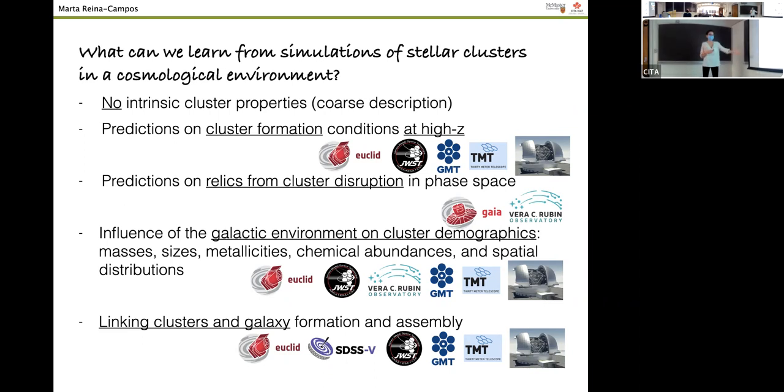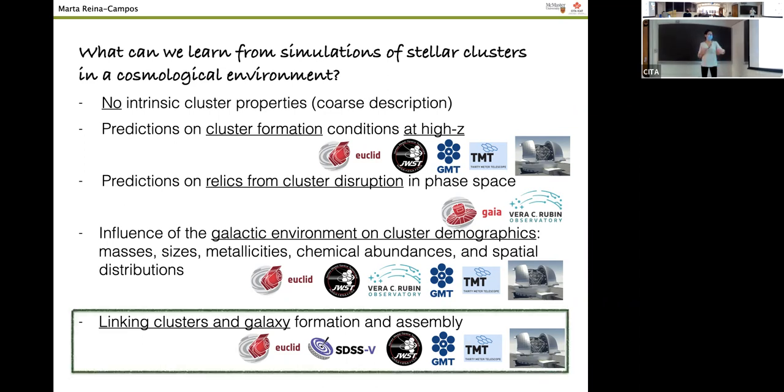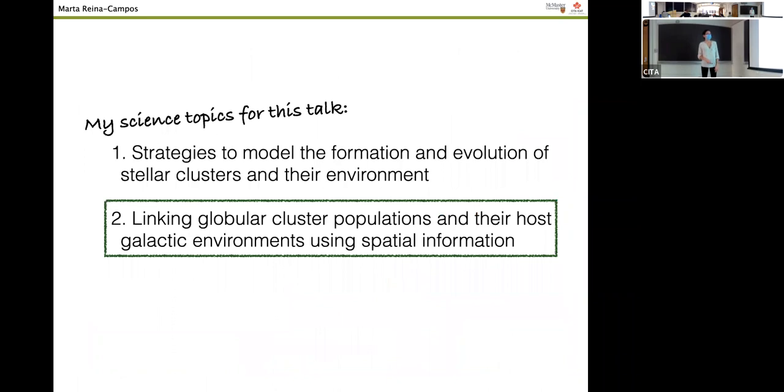And what I'm going to be talking about today is we can try and use evolved stellar cluster populations to link them with how their host galaxy has formed and has assembled, or what is their host galactic environment at redshift 0. So this leads me to the second part of my talk, which is how we can use these evolved stellar cluster populations to link them with their host galactic environment. And in particular, I'm going to focus only on using spatial information. So we take a picture of a galaxy, we look at where clusters are, and that's all the information that we have.